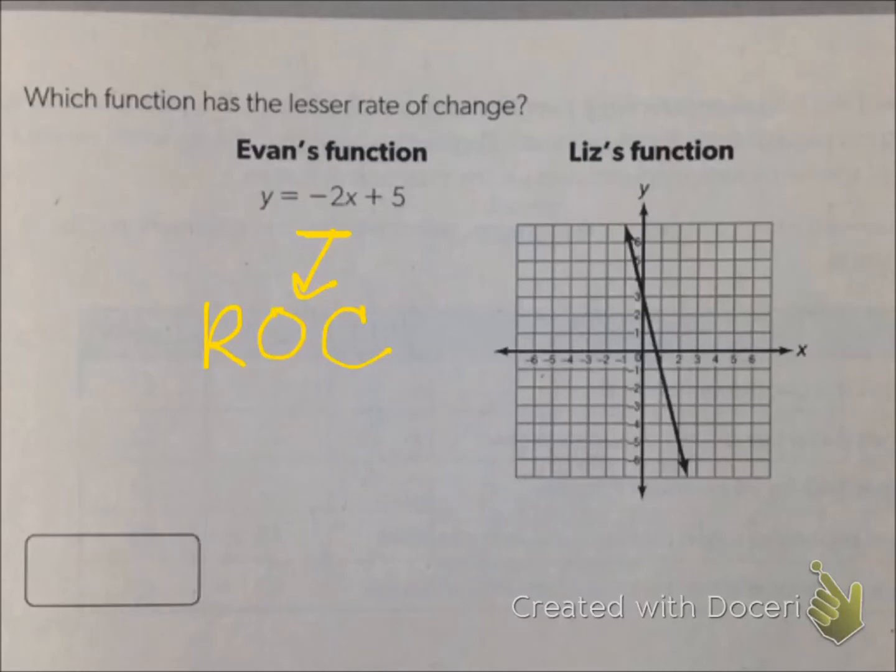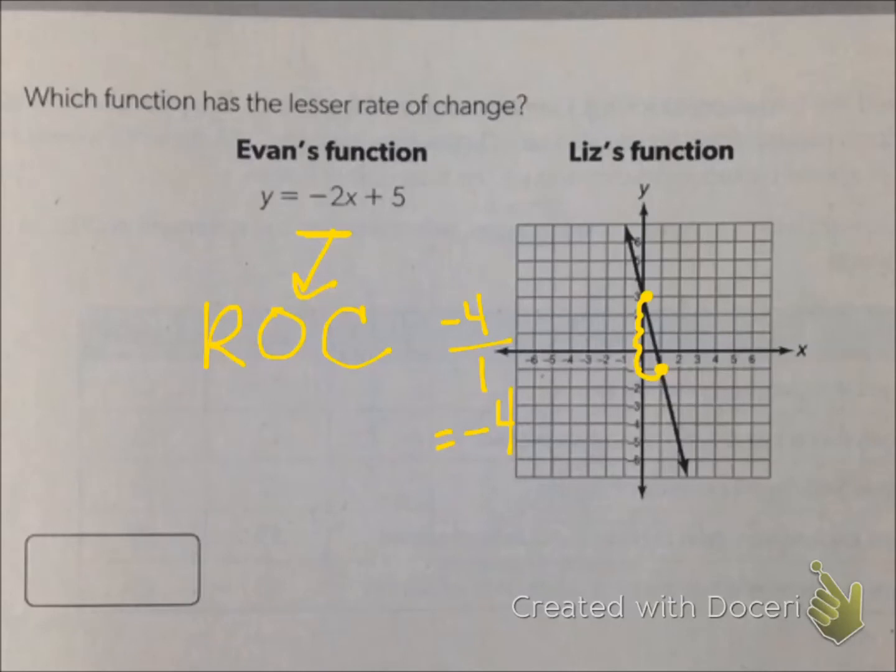Liz's function gives us a graph. If you'll remember from earlier, to find rate of change on a graph, you use rise over run. So I'm going to pick 2 points. I'm going to use this one and this one. And you count how far up and down they go. That's your rise number. Then you count how far they go left and right. That's your run. So I go down 1, 2, 3, 4 blocks. So that's -4. And I go over 1 block, so the run is 1. -4 over 1 just simplifies to -4.